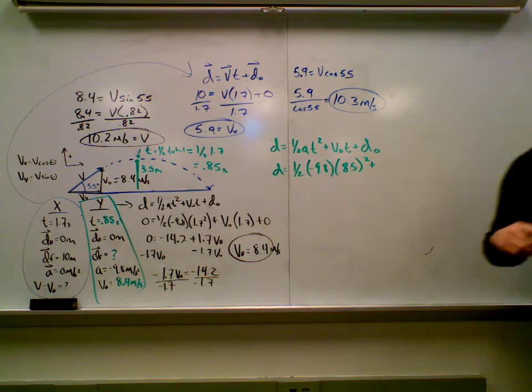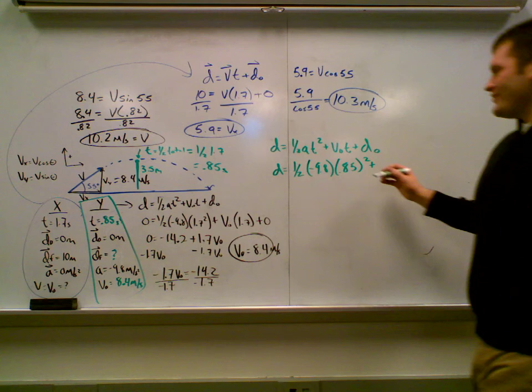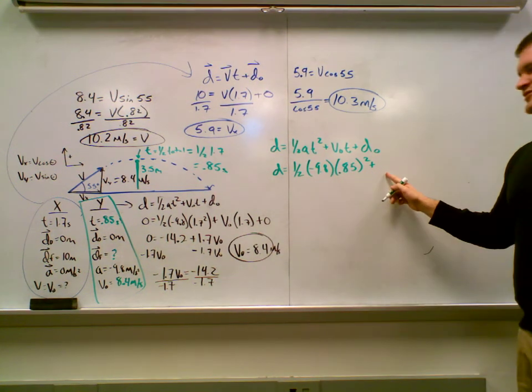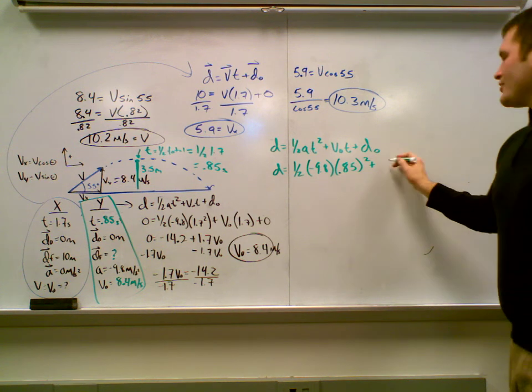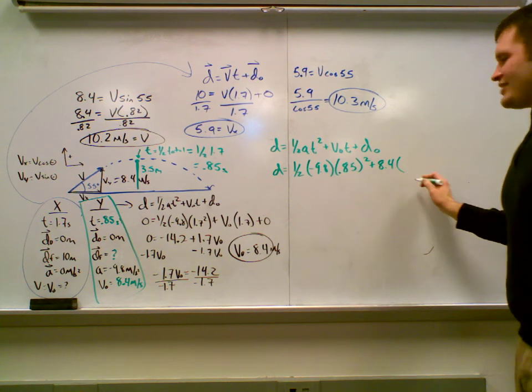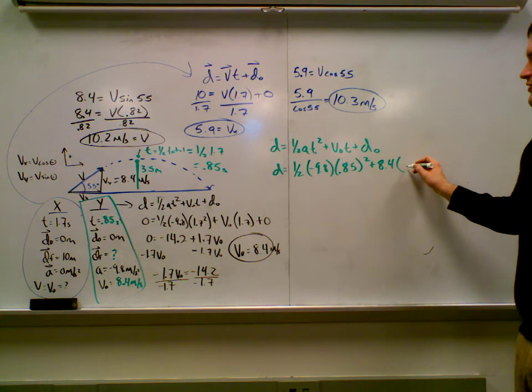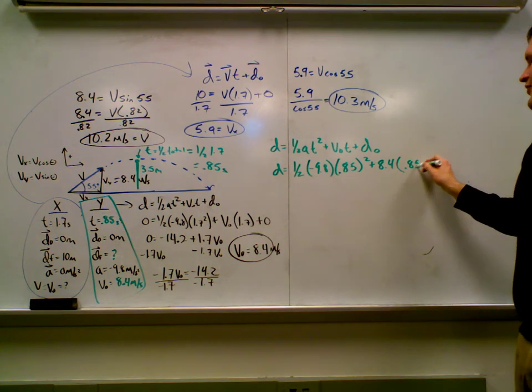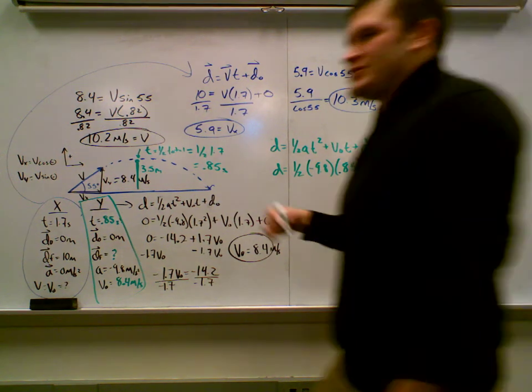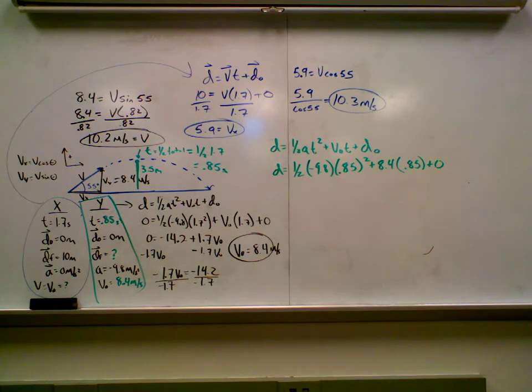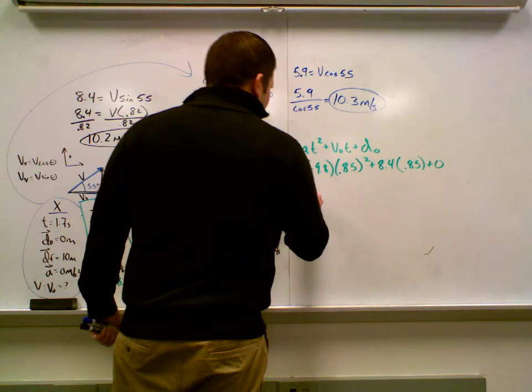Alright, so 1/2 times negative 9.8 times 0.85 squared plus, what's V naught? 8.4 times the time, which is 0.85, plus 0. So that's our equation. Now we need to solve that for D. So this one will be kind of easy. No algebra. Just plug in your calculator. Well, it's 3.59.